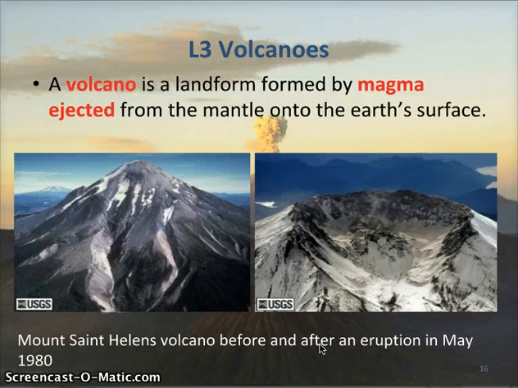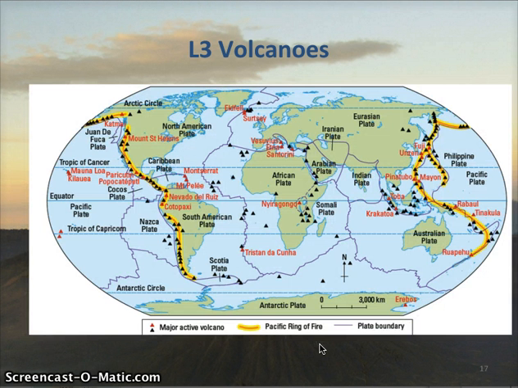Now, the third landform that we are learning about are volcanoes. This holds the greatest mystique and interest in geography, and is a highly studied yet still highly unpredictable science. Now, a volcano is a landform formed by magma that is ejected from the mantle onto the Earth's surface. And this is where they are located around the Earth.